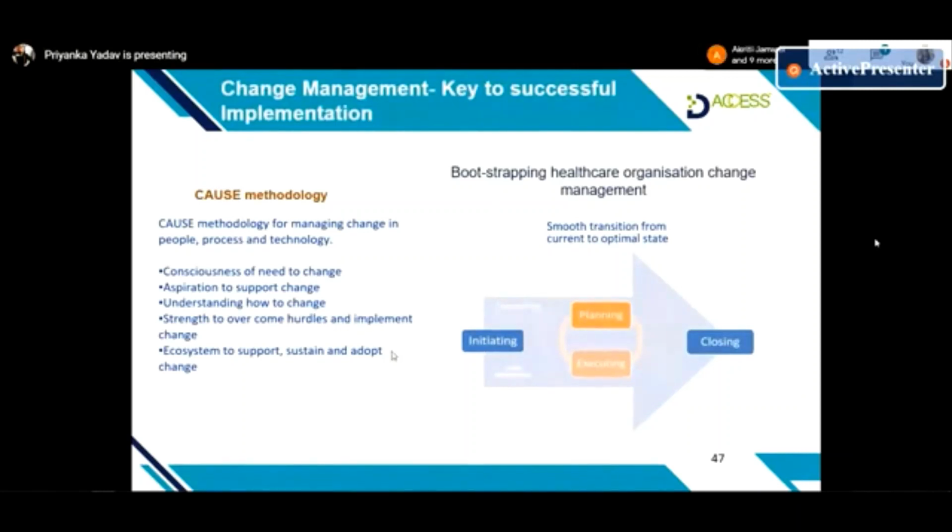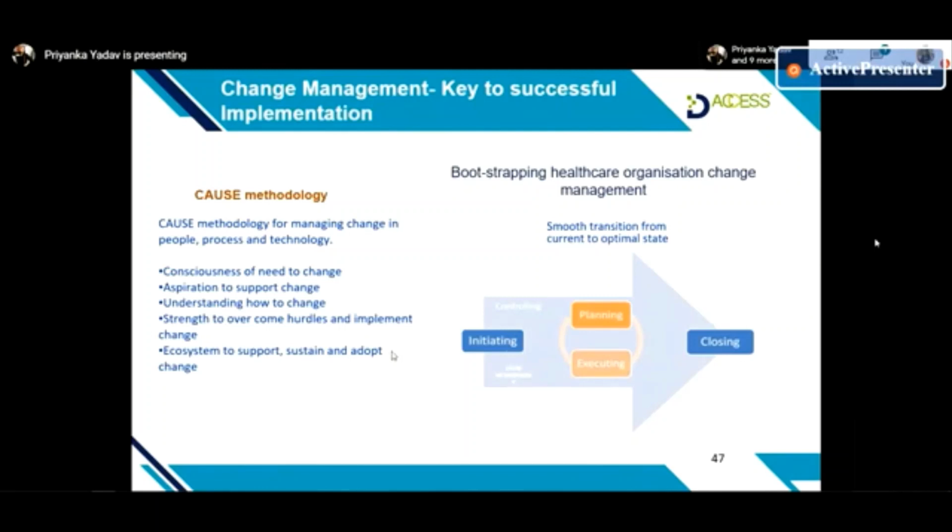Change management. Okay, so change management itself is a topic that will take 2 hours, but in short, what happens is in a typical implementation, you are changing the way the organization is working.